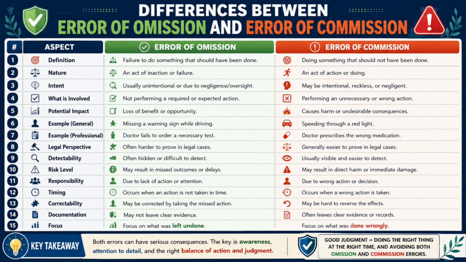Conclusion: error of omission refers to the failure to record a transaction, while error of commission refers to recording a transaction incorrectly. Understanding these differences helps accountants maintain accurate records and prepare reliable financial statements.